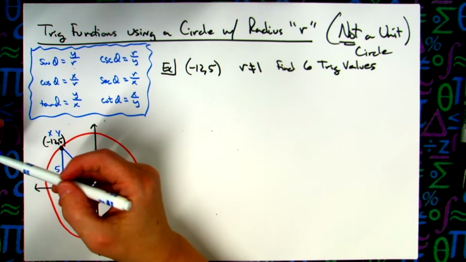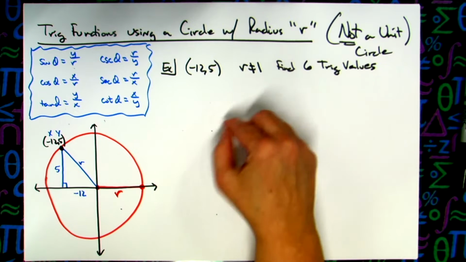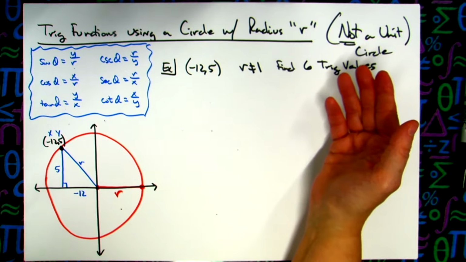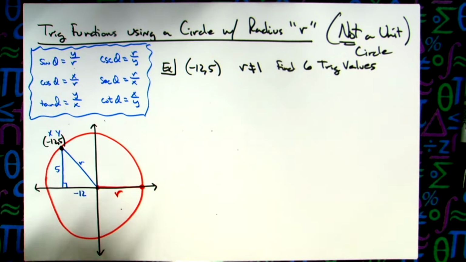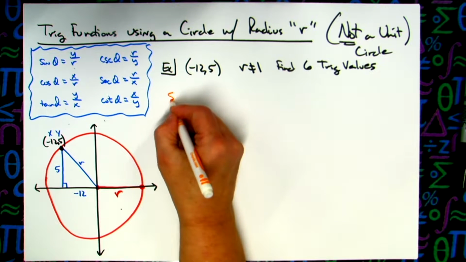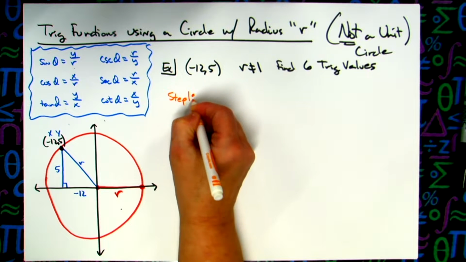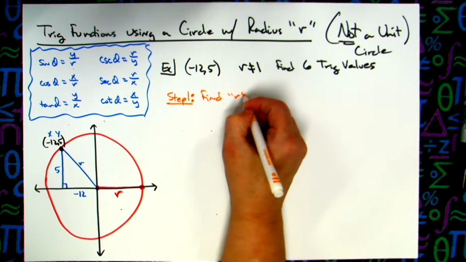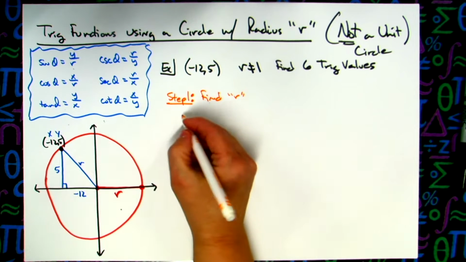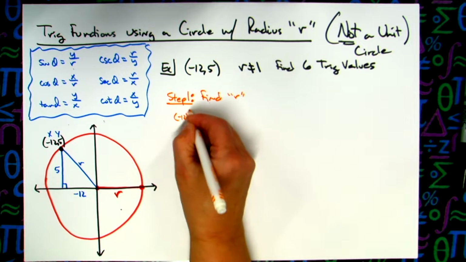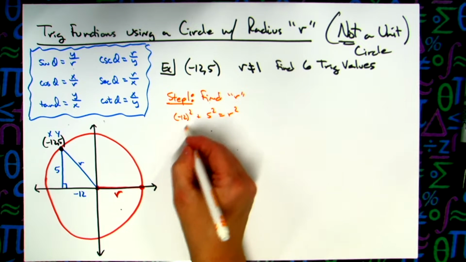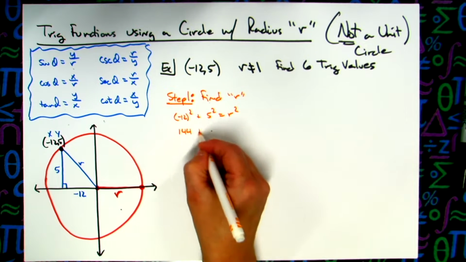Basically, what this boils down to is that I'm not on a circle with r equals 1, so I have to find the radius. That's got to be my step 1. Step 1, find r, and you're going to do that with a good old-fashioned Pythagorean theorem. Negative 12 squared plus 5 squared equals r squared. 144. Again, this is basic arithmetic.